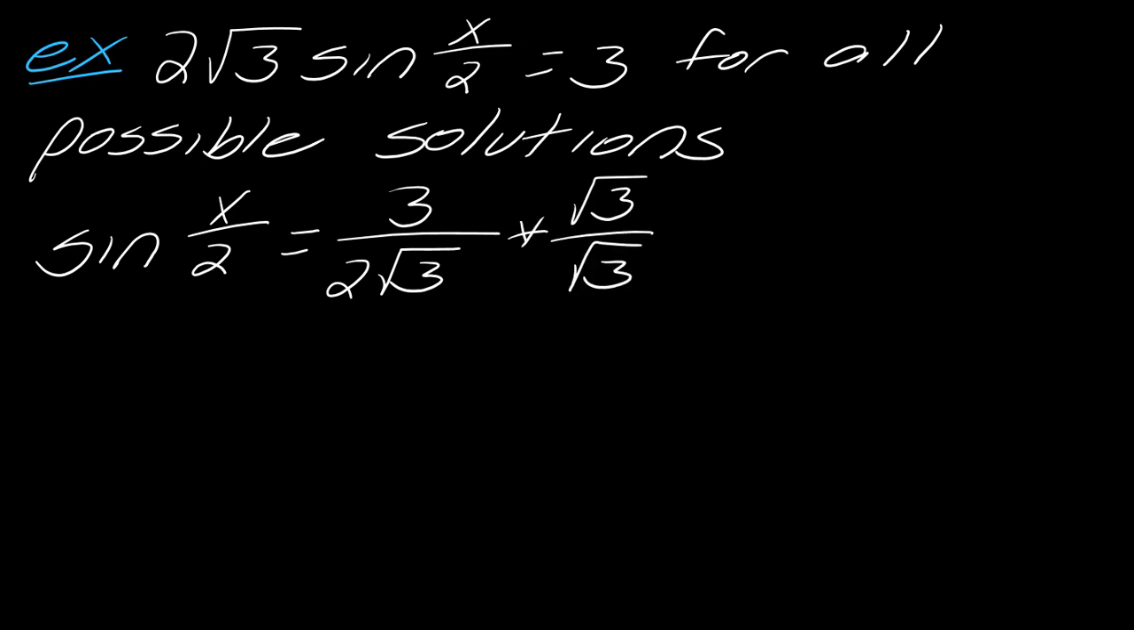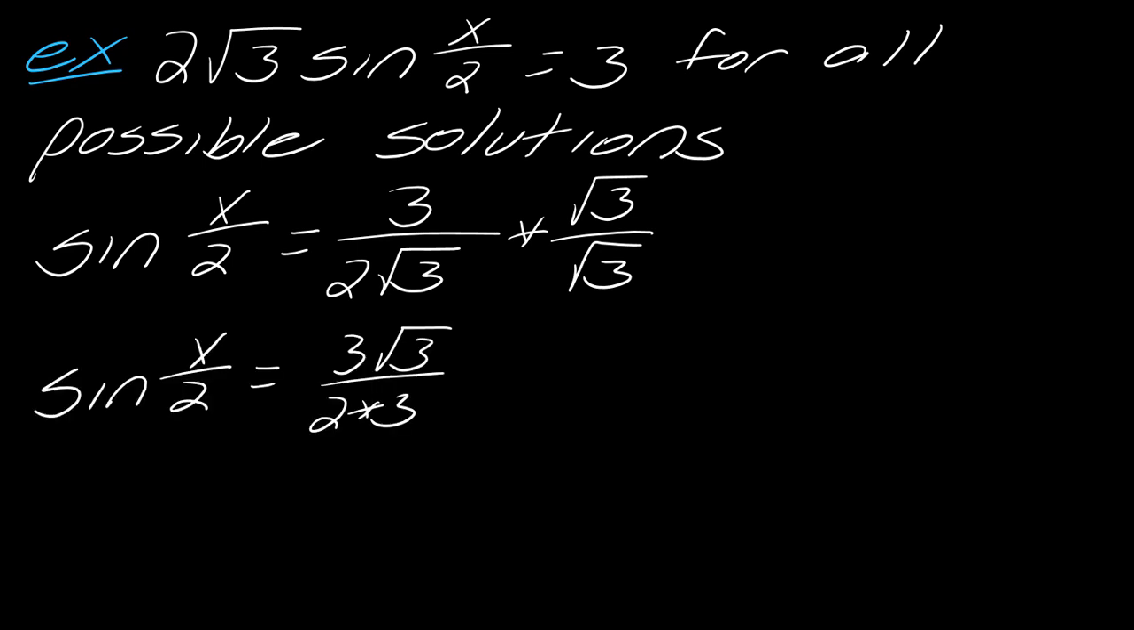And I want to rationalize this, so I'm going to multiply this by square root of 3 over 3. So this will simplify as you see here, so I can cancel out the 3's, and ultimately what I get is sine of x over 2 equals square root of 3 over 2. And this is important to actually go through and simplify this, because this is something I can work with on the unit circle.